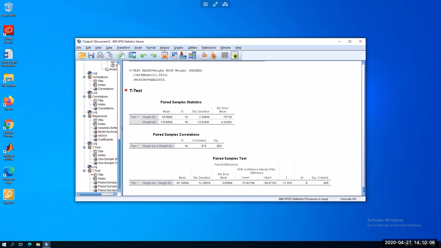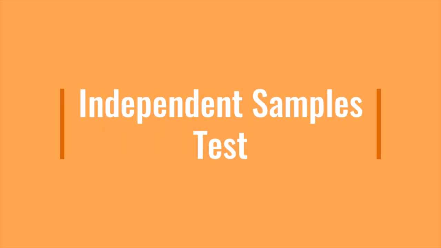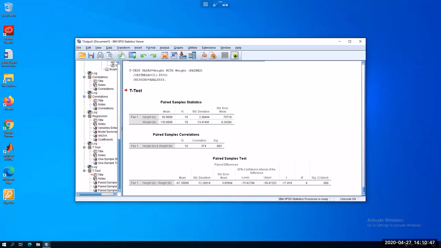But you can use it if you tested, for example, 10 people, and then you tested their weight and the size of something, surface. If we tested two different parameters of the same group of people, we can use a paired test. Mm-hmm. Now, the third test that we want to use is the independent samples t-test.